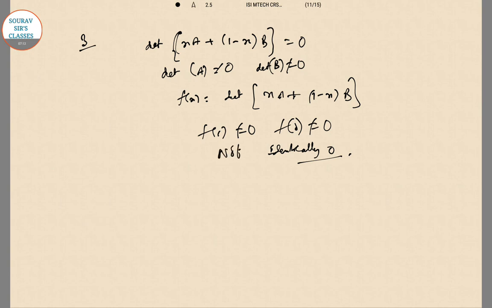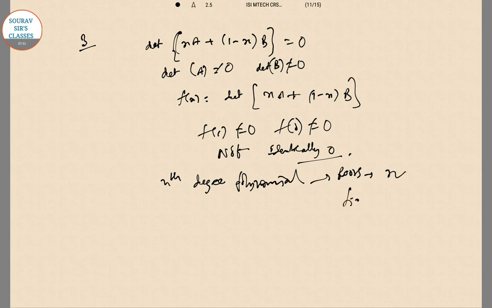Under these circumstances, since it is an nth degree polynomial, n roots are there. So total roots are n, and it's a finite value. So hence the proof directly follows from the given structure.